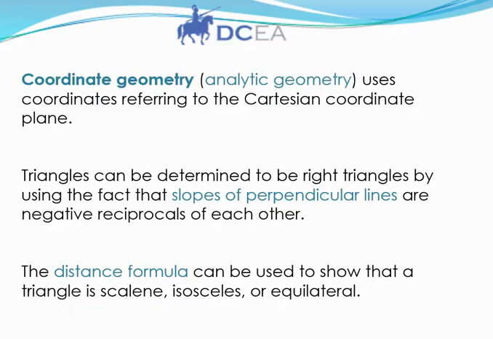So coordinate geometry is also known as analytic geometry, and it uses coordinates referring to the Cartesian coordinate plane. So it uses a graph. Triangles can be determined to be right triangles by using the fact that slopes of perpendicular lines are negative reciprocals of each other. We can also use the distance formula to show that a triangle is scalene, isosceles, or equilateral.